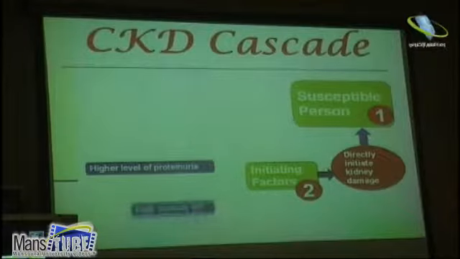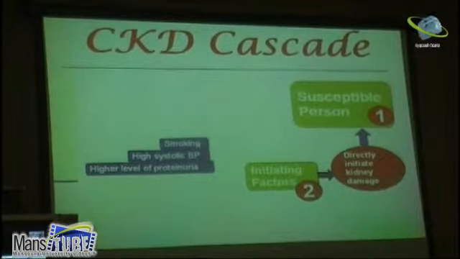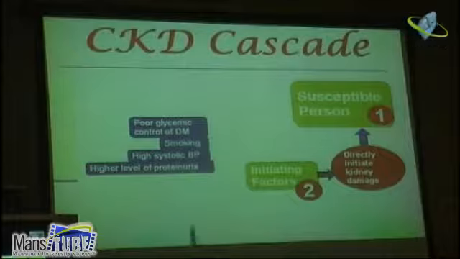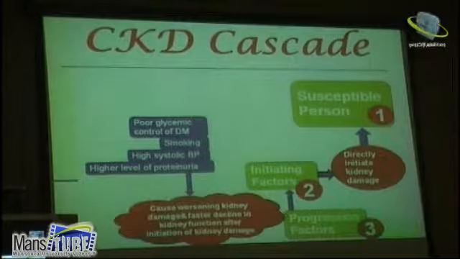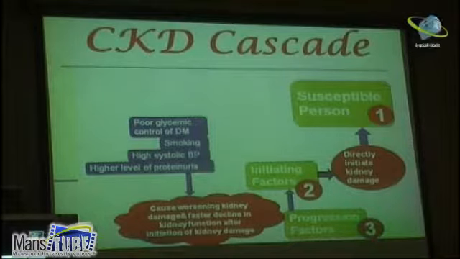So higher level of proteinuria, high systolic blood pressure, smoking, and poor glycemic control, all these factors are known as progression factors that cause worsening kidney damage and faster decline in kidney function after initiation of kidney damage.